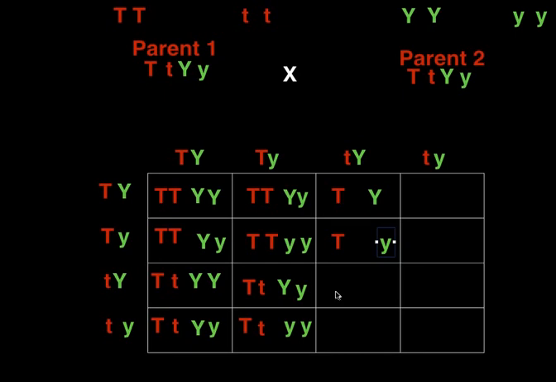So little t, big Y goes into this box from the side here. And down here, little t, little y. Little t and little y. Now moving down, little t, big Y in every box.